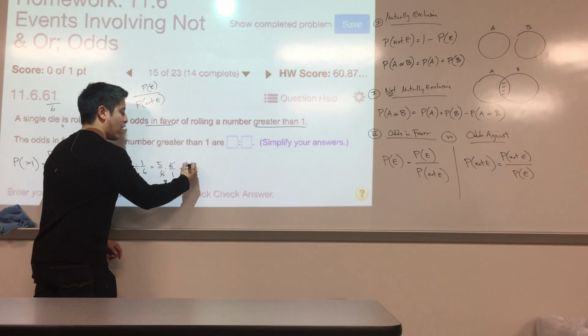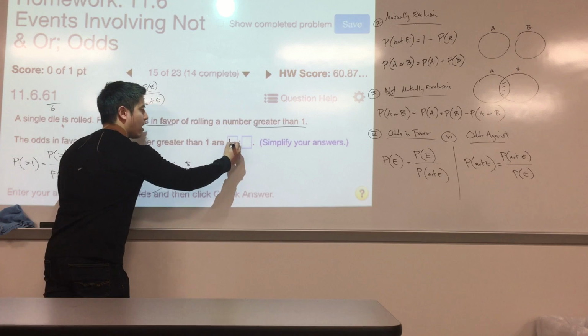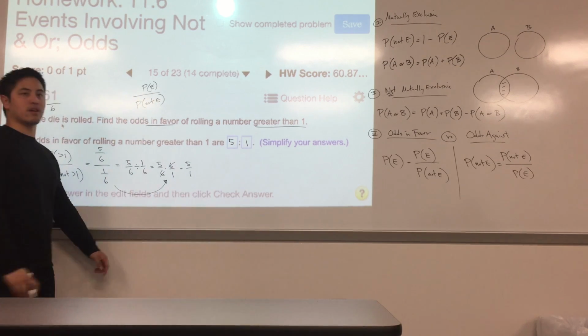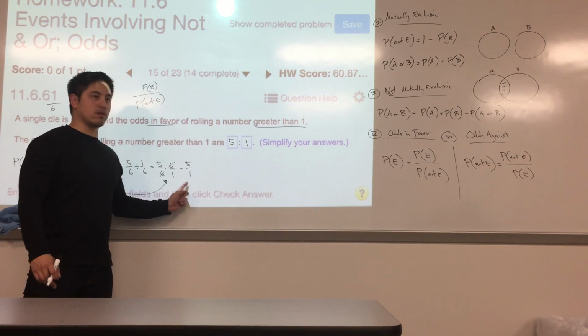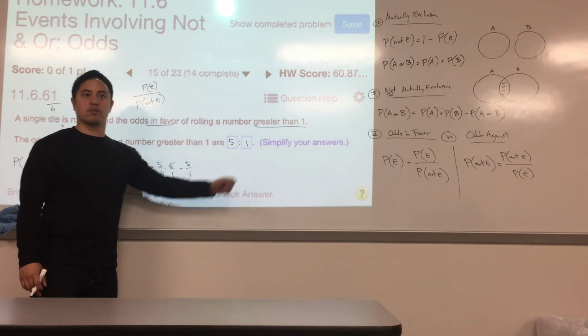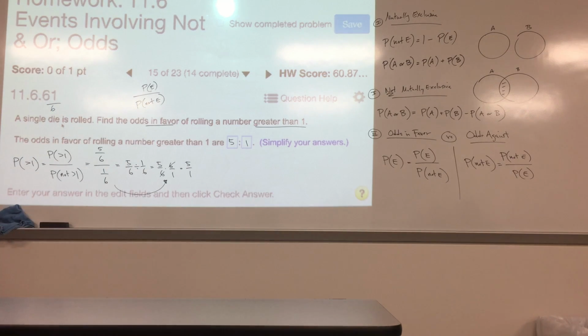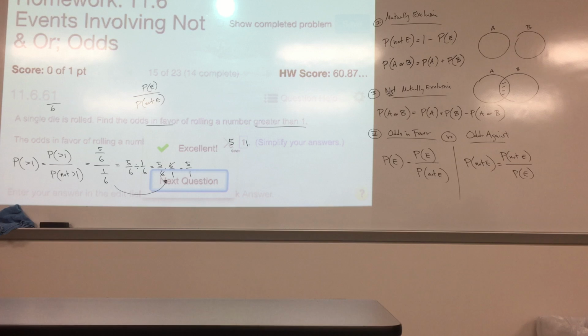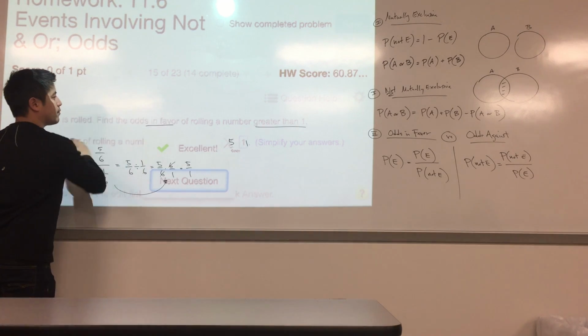And your answer would be 5 over 1 or 5 to 1. Whatever's on top goes first, whatever's in the denominator goes second. So your answer is the odds in favor are 5 to 1. Does that make sense, guys? All right, any questions about that at all? Okay.